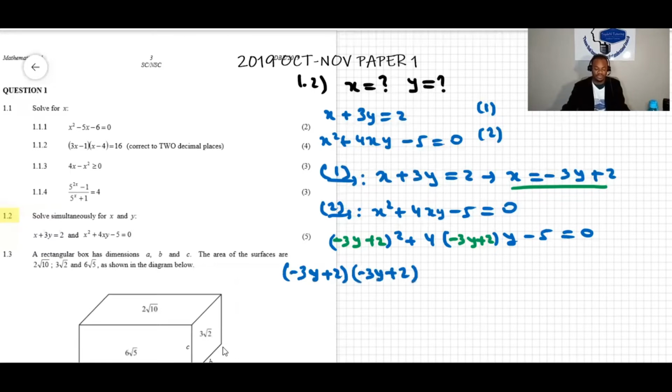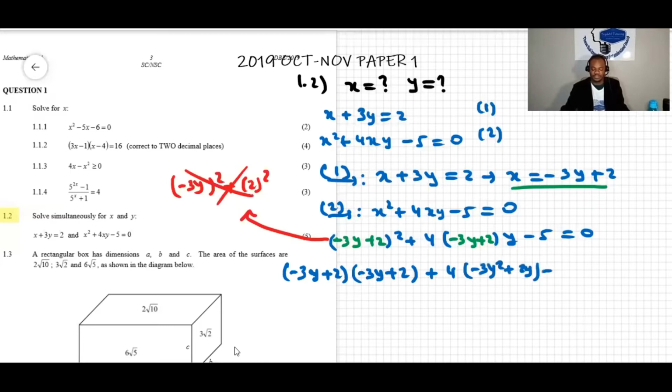Never do this: negative 3y to the power of 2 plus 2 to the power of 2. This is wrong. You must multiply the brackets out instead. Then plus, I prefer to times by y first. That makes 4 times negative 3y squared plus 2y, minus 5 equals 0.